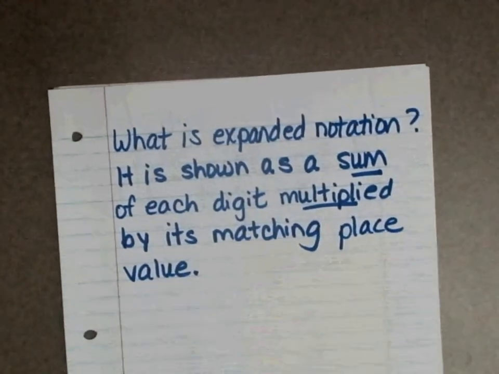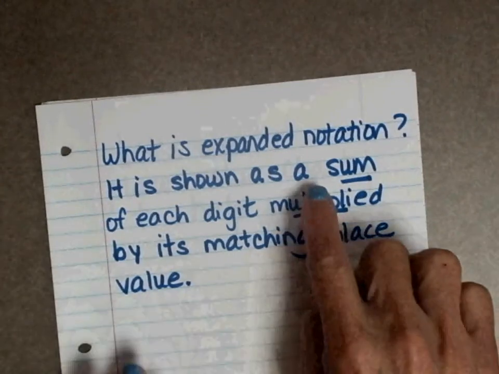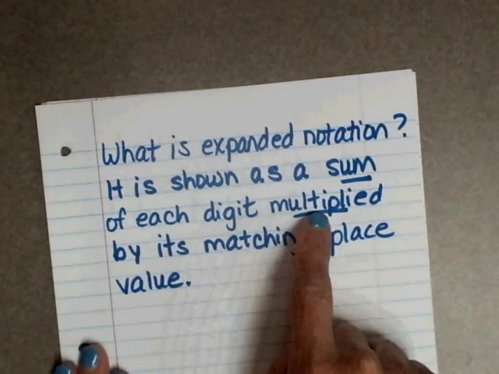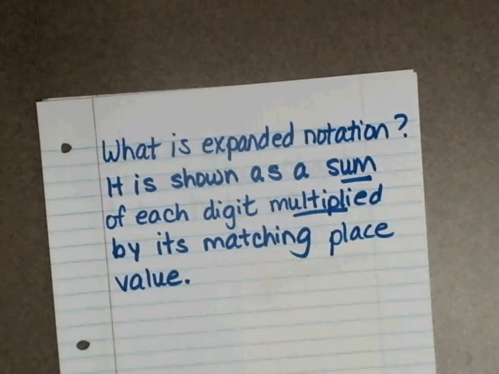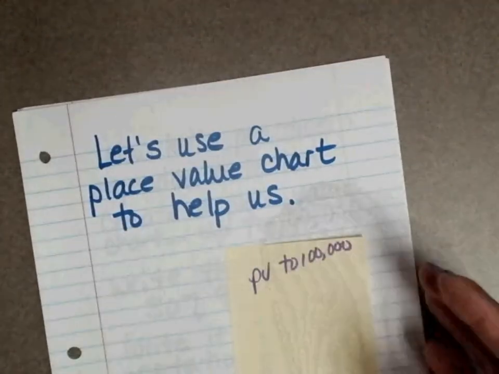Now let's talk about expanded notation. You learned about expanded notation in the 3rd grade, so let's review that. Expanded notation is shown again as a sum of each digit, but this time we're multiplying by its matching place value. So let's see, what does that look like, boys and girls?